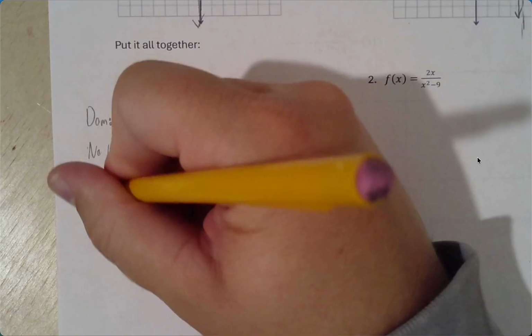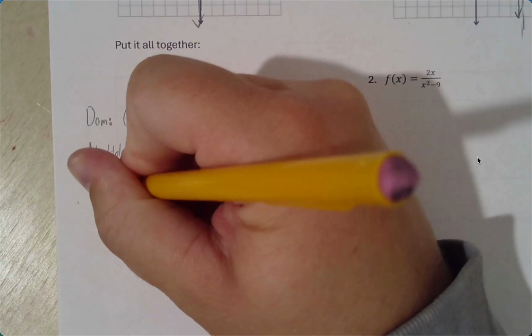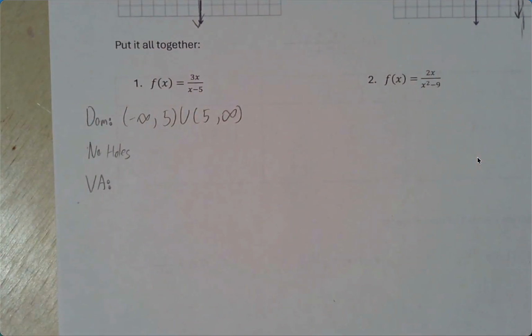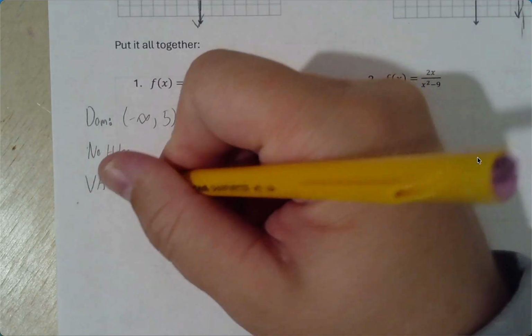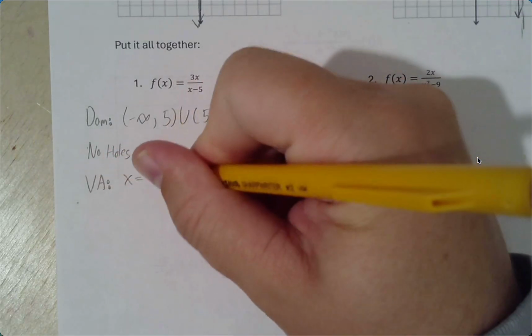What about vertical asymptotes? Is there algebra that causes 0 on the bottom that isn't going away? Yes. And that's why our domain was split. So our vertical asymptote is x equals 5.